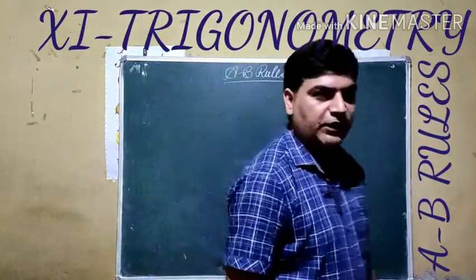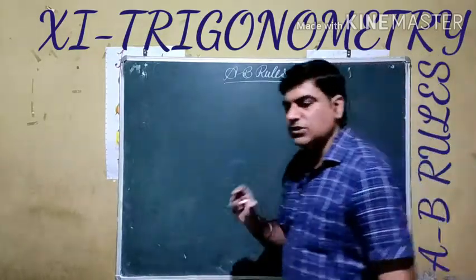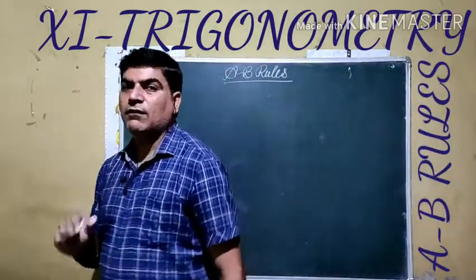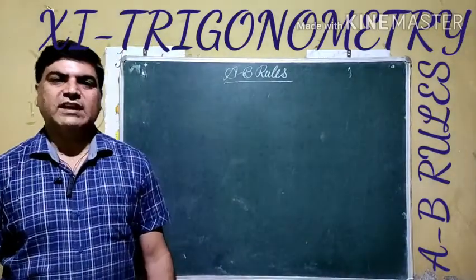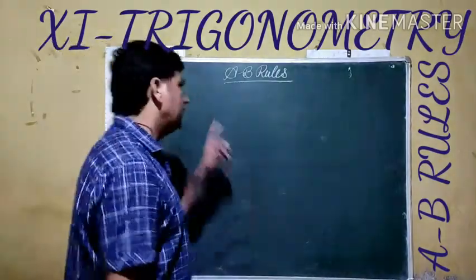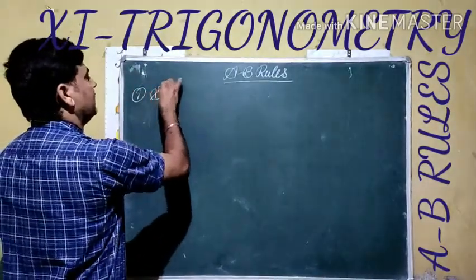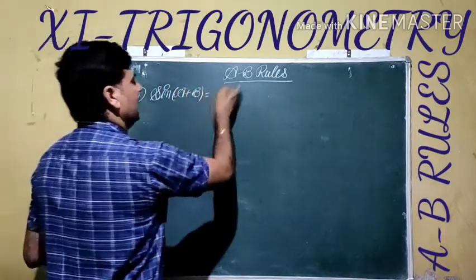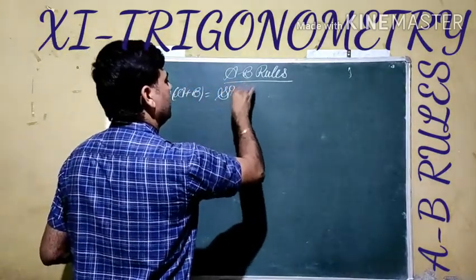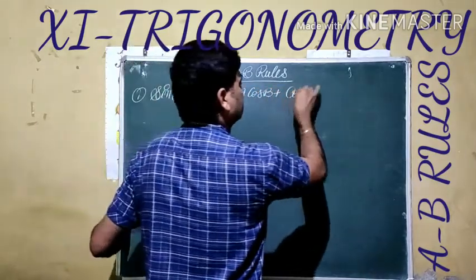Today we are going to discuss the rules of the trigonometric function to find out the values of the ratios at angles which are not given in the table. Which rules are we going to discuss? The first rule is sine of A plus B. It is given by sine A cos B plus cos A sine B.